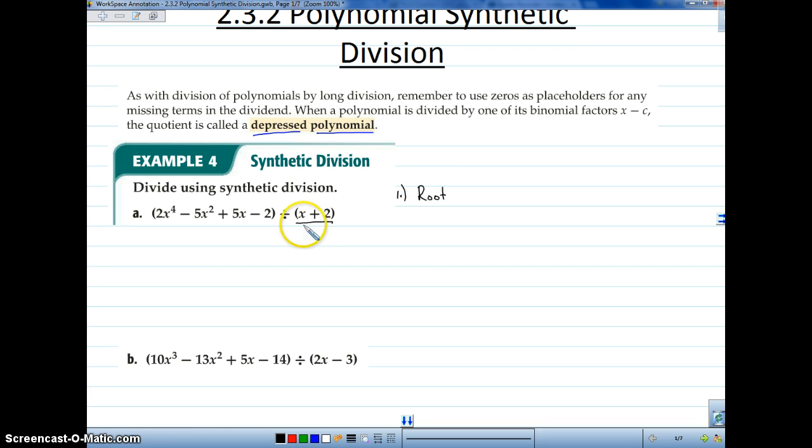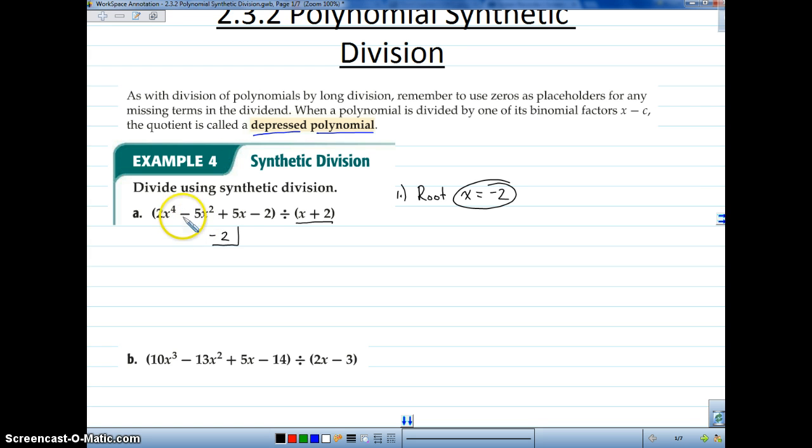Remember, the root is not the factor, so it's not x plus 2. The root is what makes this a 0. So that would be when x is equal to negative 2. And so that's what we're going to use for our synthetic division. In the notation, we usually block that off in a little L bracket there. And then for the shortened version, we just take the coefficients of the polynomial that we're dividing it out of.